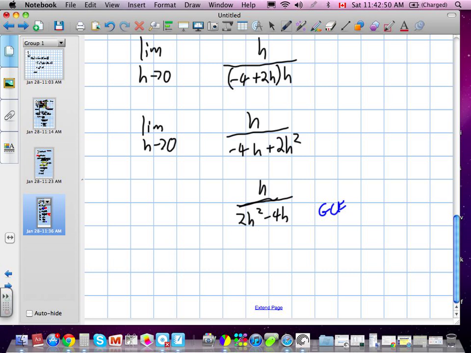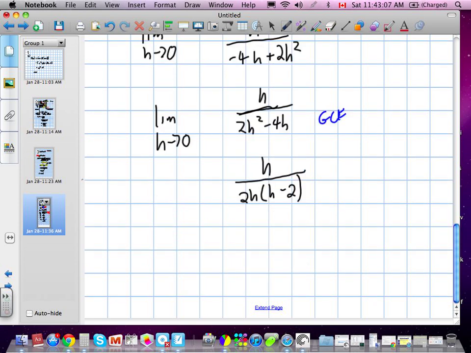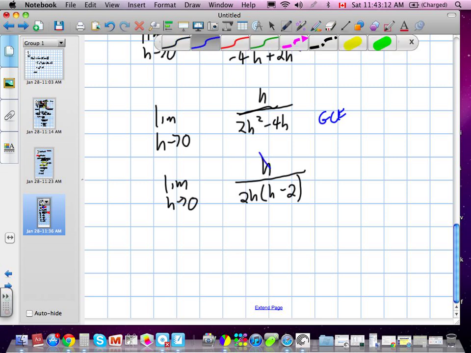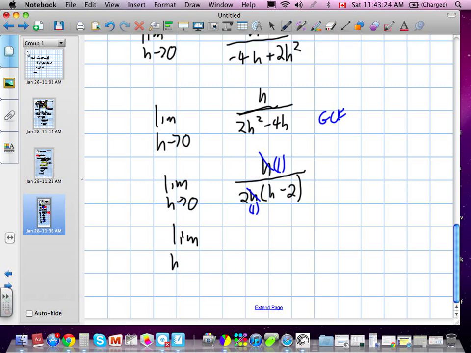Limit as h approaches 0. We take 2h out, so we get h over 2h times (h minus 2). What happens here? These h's can cancel each other out, this one and this one, so we're left with essentially 1. And this one would be a 1. 2 times 1 is still going to be 2. So we get the limit as h approaches 0 of 1 divided by 2 times (h minus 2).